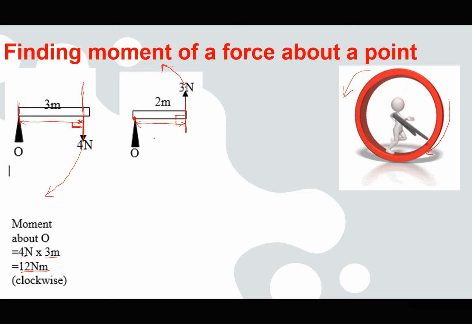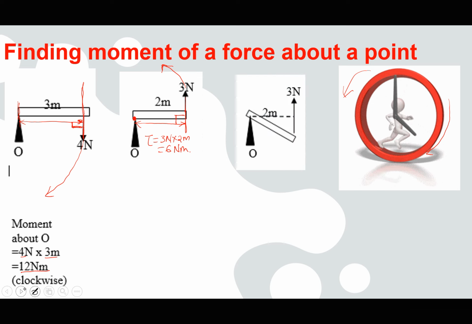Therefore, the moment here is going to be, I'll use tau later for the moment, or torque, 3 newtons times 2 meters, which is going to be 6 newton meters. But this is going to be anti-clockwise. So that moment is going to be anti-clockwise.